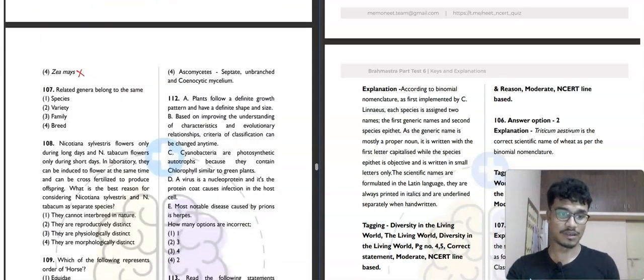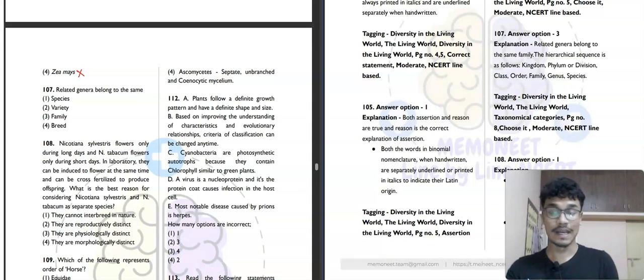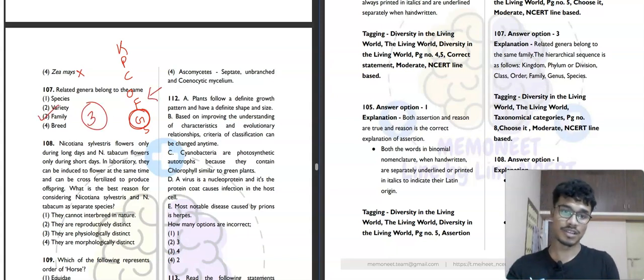Then 107. It is saying that related genera belong to the same species, variety, family or breed. The first option is very confusing. You may think the genus or species are always related, so you just take the first answer without reading the question properly, which is totally incorrect. So related genera, what does it mean? A combining of genera, what does it belong to? The same what? Species, variety, family or breed. So let's see this. I hold the OG trick. What is that? KPCOFGS. We will solve this question as well from that trick. KPCOFGS. So it is saying the related genera belong to the same family. Okay. So the third option will be our correct answer for this question.